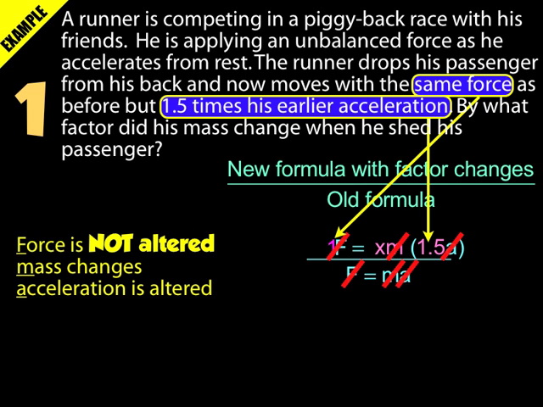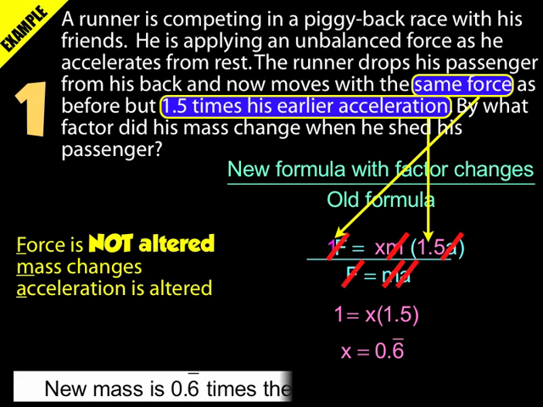So force divided by force is equal to 1. So 1 is equal to x times 1.5. Solve for x, and I get 0.6 repeating. So the new mass is 0.6 times the old mass. Remember, when you're stating an answer, you have to state it as a sentence.